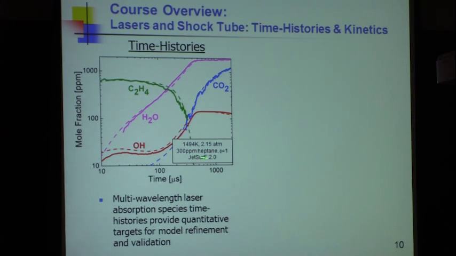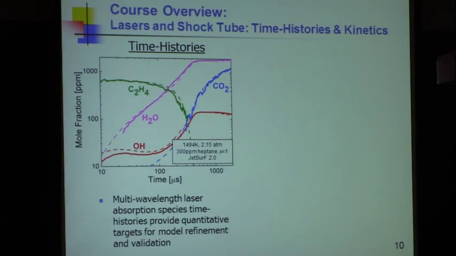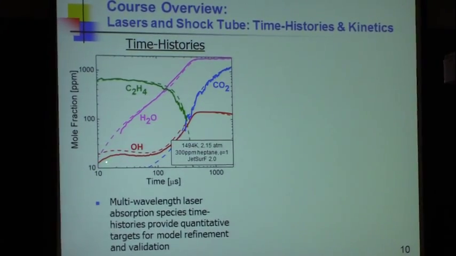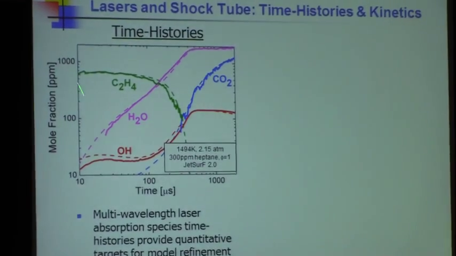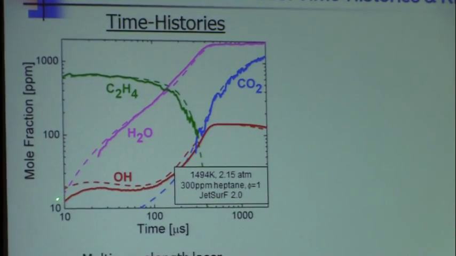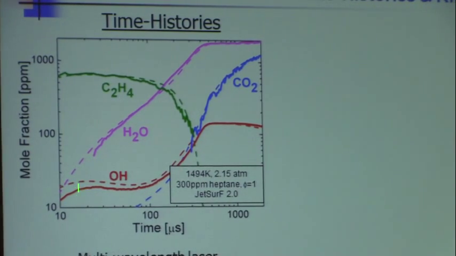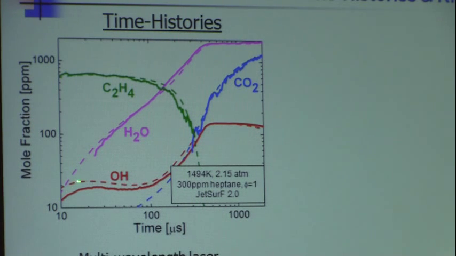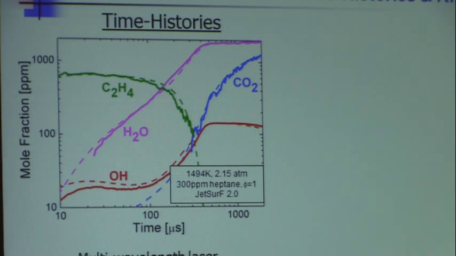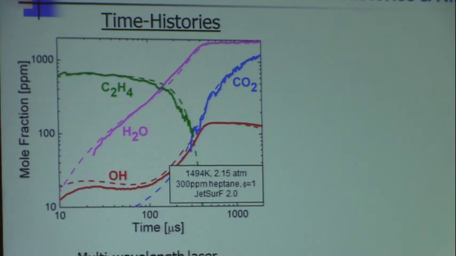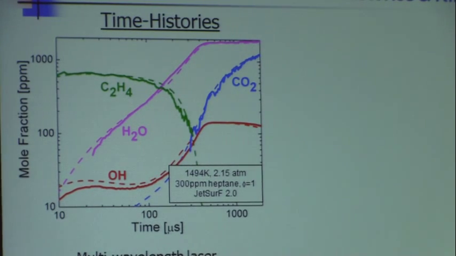This is a particular comparison with JetSurf 2.0, which was produced by the people at Southern California. What you'll see is that the data are in the solid color, the dashed lines are the model. It's a semi-log plot. We see generally good agreement, especially for CO2 and water, but some difference here that's greater than our experimental error. So what I'd like to argue is that by looking at different species and at different times, you look at different parts of the chemical mechanism. So you're able to interrogate and evaluate the many different reactions. This is like the state of the art, how we study combustion chemistry in shock tubes.